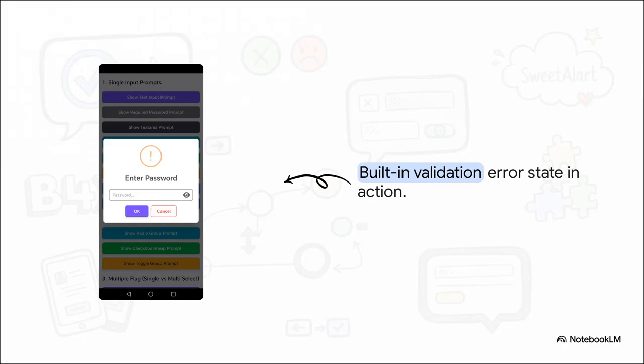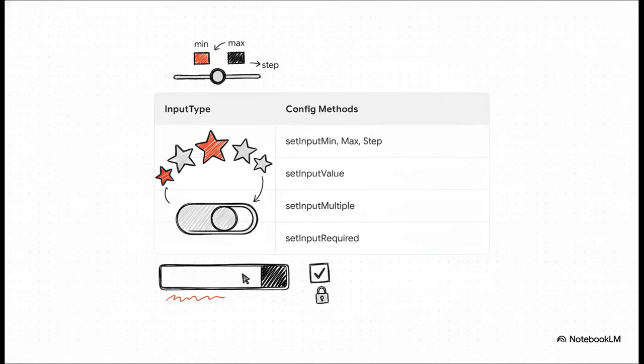So what happens if that built-in validation fails? The dialog just handles it. It automatically displays the exact string you passed into the input error message property. Imagine a user tries to submit an empty password prompt. Instantly, without a single extra line of custom error handling code from you, the dialog physically shakes, the icon flips to a warning, and your error message appears right above the input box. It's that easy.